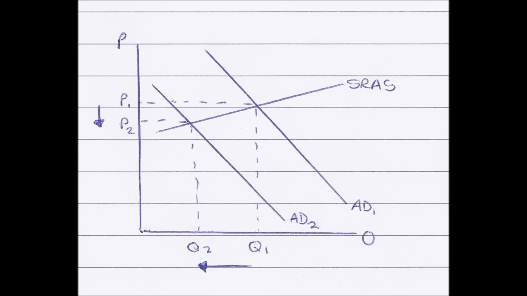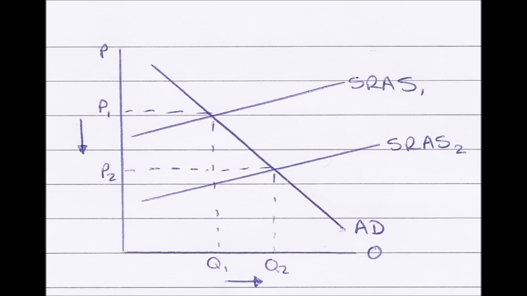Next, we have the opposite occurring, so aggregate demand is decreasing, our aggregate demand curve is shifting left from AD1 to AD2, and due to this our price level is falling from P1 to P2, and also our output is falling from Q1 to Q2.